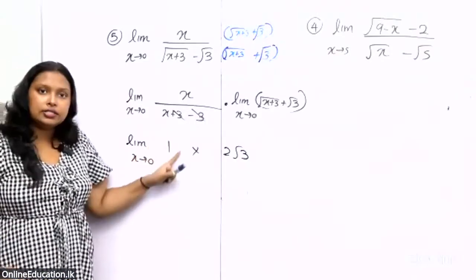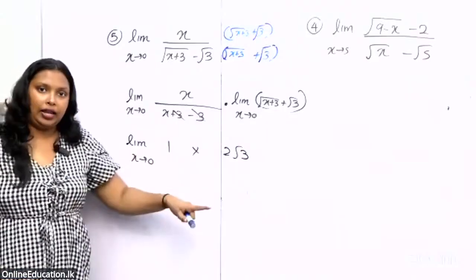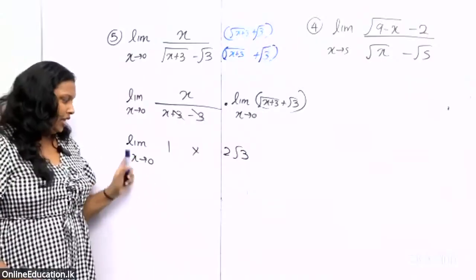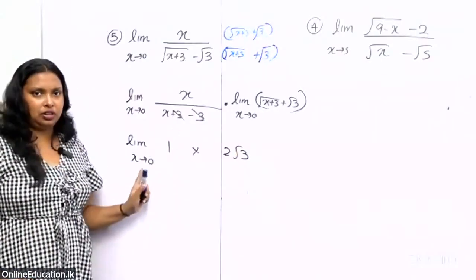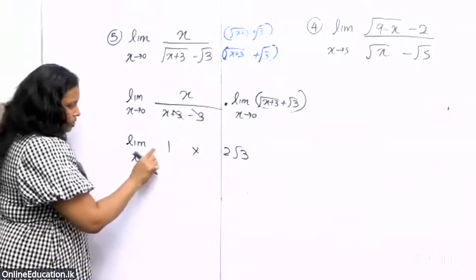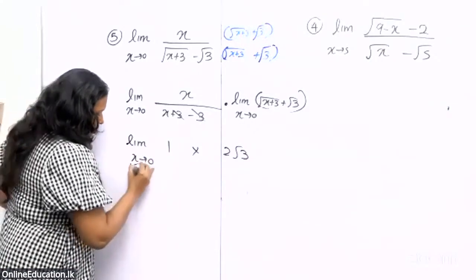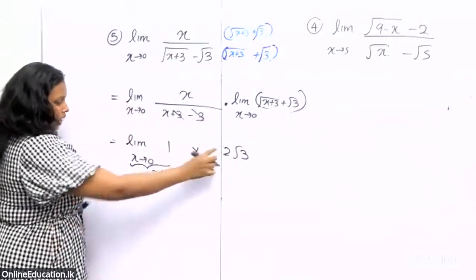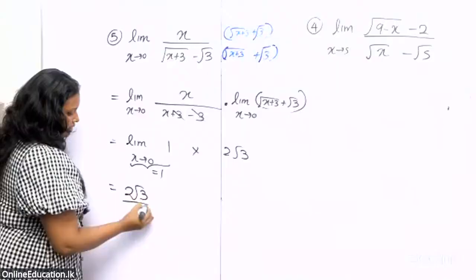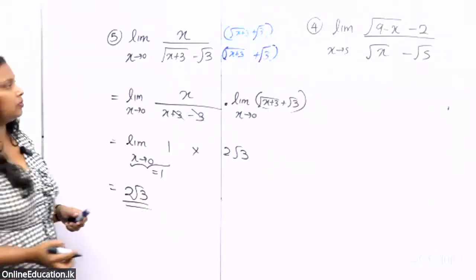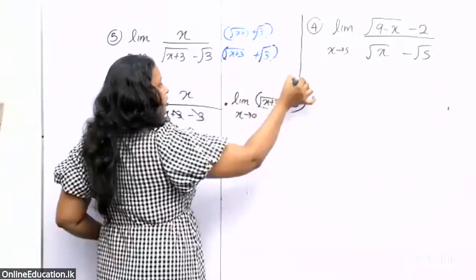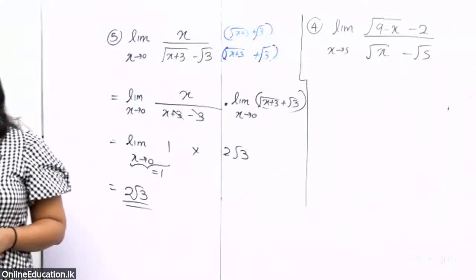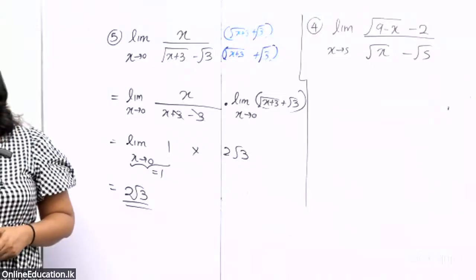Clear? Limits of a constant when x tends to some value is always the constant, same constant. It does not change. Clear? Because this does not depend on the value of x, right? That's why. Right? So limits of this is equal to 1. Right? So we get the answer as 1 times 2 root 3, 2 root 3 as the answer. Correct answers, please. Question number 5.